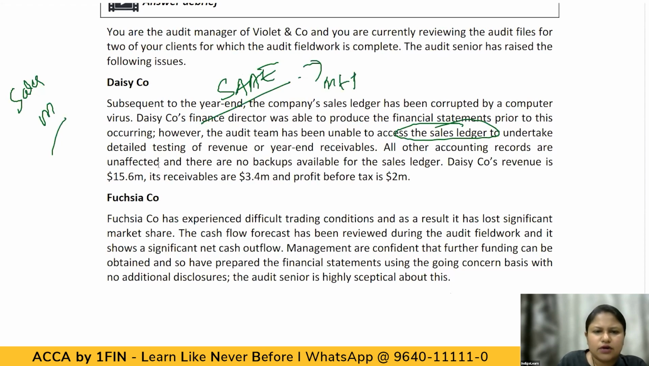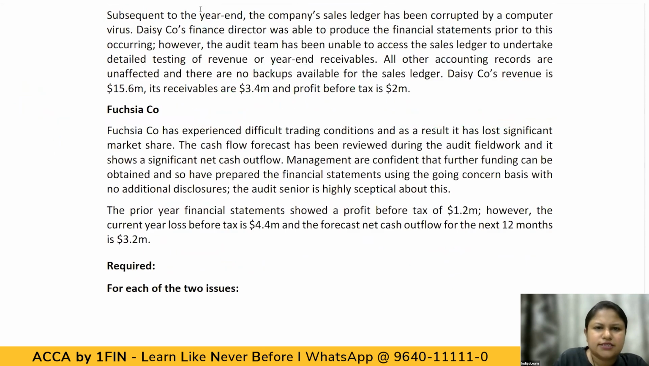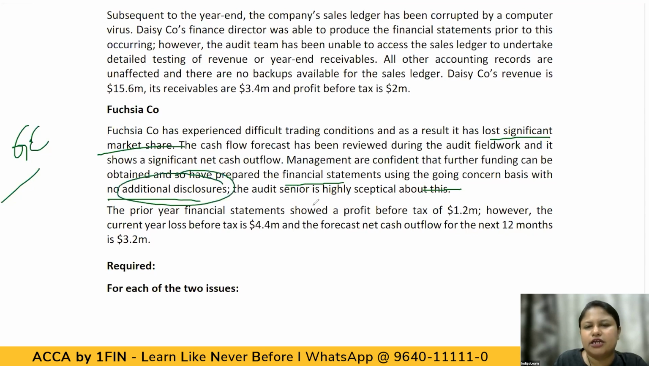Then here they're talking about the next thing, where I'll just read it quickly for you. Kushia company has experienced difficult trading conditions, as a result of which it lost significant market share. So here they're talking about going concern. When you lose market share, it is an indicator of the going concern assumption failing. Management are confident that further funding can be obtained, so they have prepared the financial statements using the going concern basis, and no additional disclosure has been given by the management.